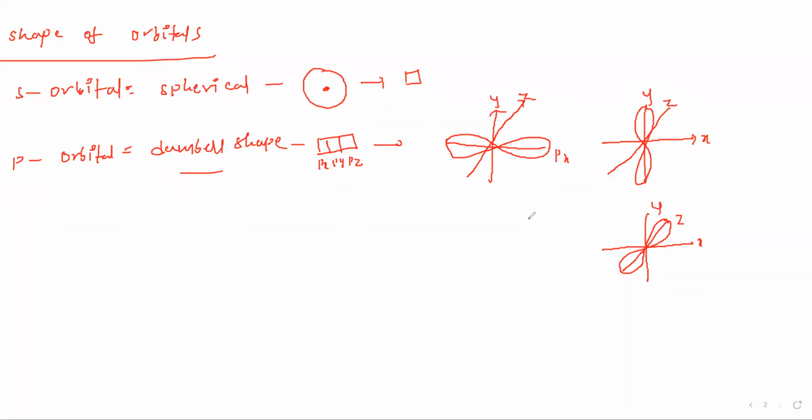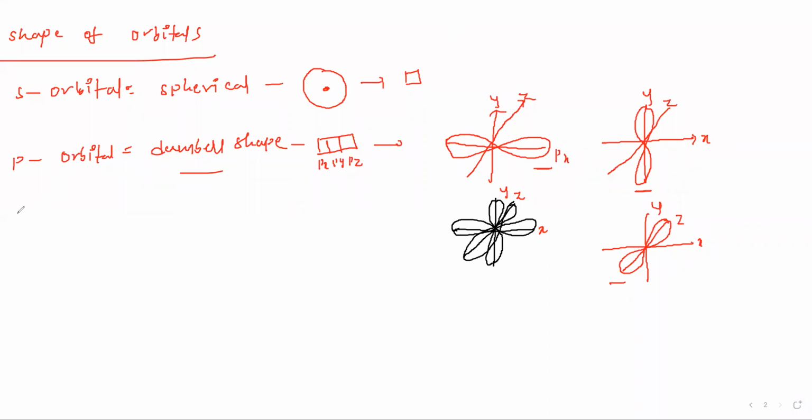If you draw all these together in one place, this is the Px orbital, and the Py orbital, and this one is the Pz orbital. Px, Py, Pz. These are the orbitals. This is the P orbital shape, that is the dumbbell shape.